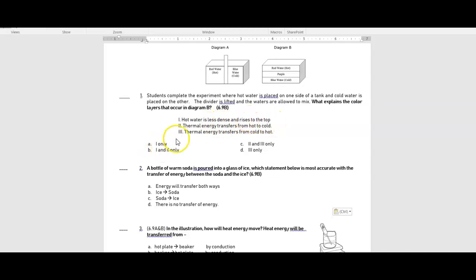That's A, 1 only. B, 1 and 2 only. Hot water is less dense and rises to the top, and the thermal energy transfers from hot to cold. C is 2 and 3 only. So thermal energy transfers from hot to cold, and thermal energy transfers from cold to hot. And then D is 3 only, so the only thing that's true is that thermal energy transfers from cold to hot. Which is your best answer choice? Pick the true statements about what happened here.